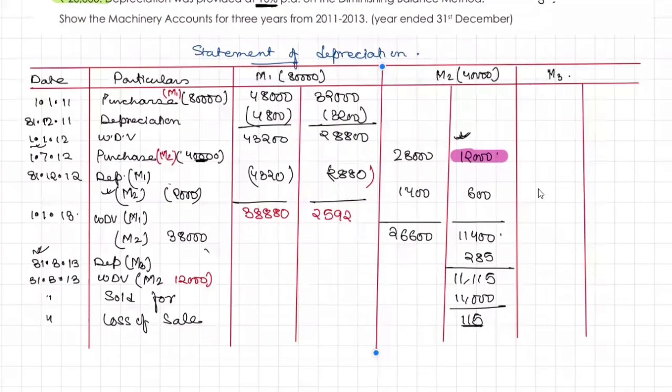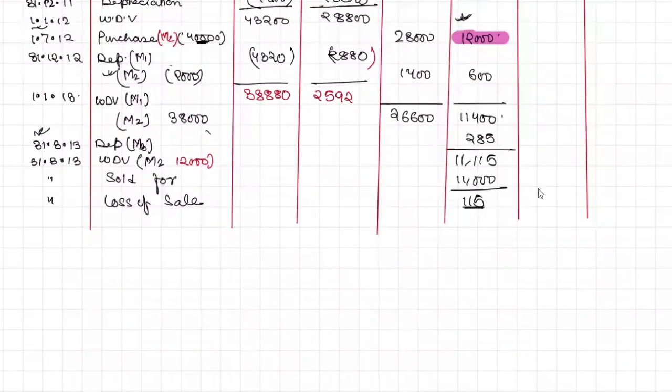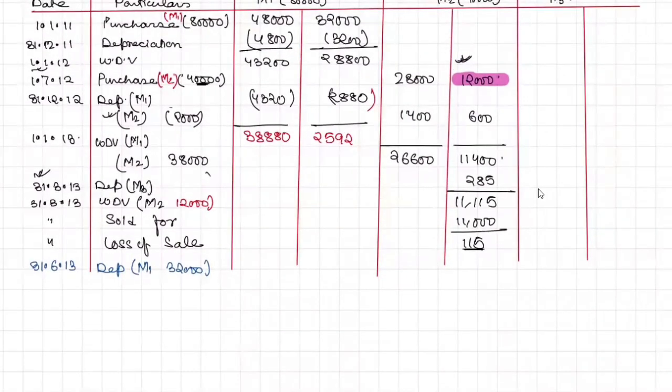Now see, when it is being sold, you will see that on 30 June 2013, machinery purchased on 1st of Jan 2011, costing 32,000 was sold for 26,700. That means I can say 30th June 2013, this M1 part has been sold, correct? So you have to calculate depreciation for M1 32,000 part, correct? So 25,920 it was, I think. Let me check once. Yes, 920 it was.